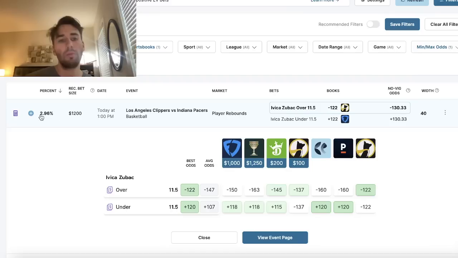We have a bunch of videos breaking down how to back out the profit margin or the edge on this play. But basically, this bet has a 3% profit margin based on where the market consensus is, based on where sportsbooks are setting lines, and we're getting minus 122. This play has a 3% edge, 3% profit margin.